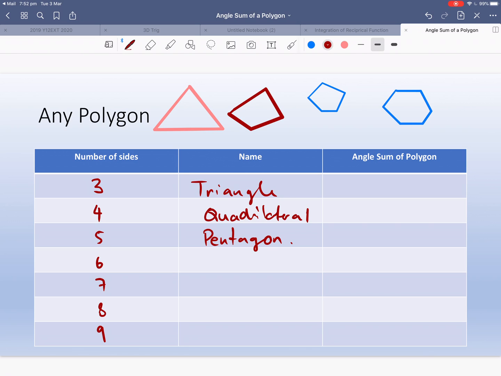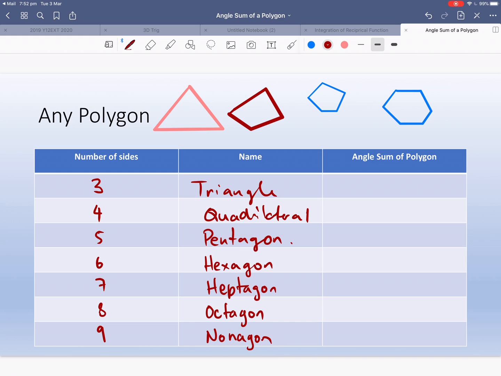And then a 6-sided one is a hexagon. And then the 7-sided shape is a heptagon. Sometimes we call it a septagon, right? 8-sided shape is an octagon, so please write these in your books. And a 9-sided shape is a nonagon. Okay.